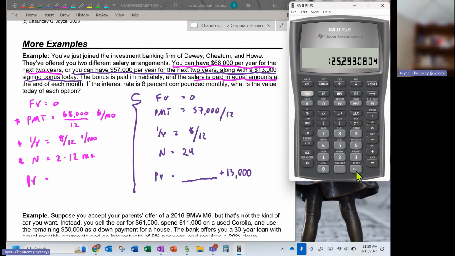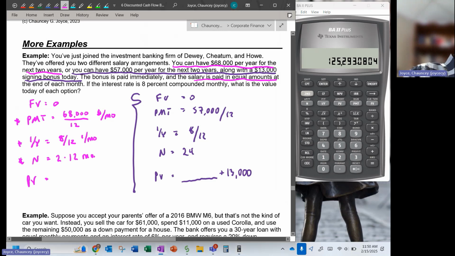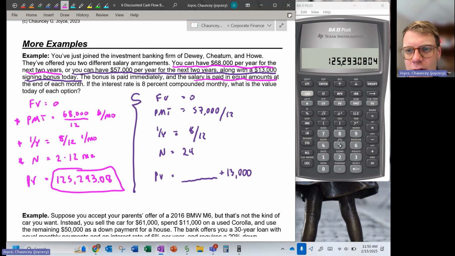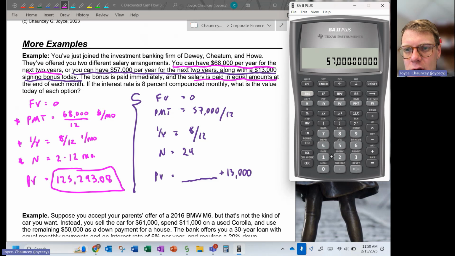Ignore this negative here. The present value of that salary is $125,293.08. So that's the first choice value. The first choice done, let's look at the second one. All we have to change is the 57,000 over 12 for the payment and then compute that present value. The other inputs will stay in there.